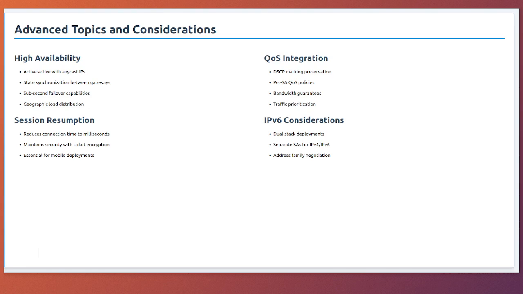IPv6 considerations become increasingly important. IKEv2 handles IPv6 naturally, but dual-stack deployments introduce complexity. Should you tunnel IPv4 over IPv6? IPv6 over IPv4? Both over both? The answer depends on your network architecture. Generally, native transport for each protocol performs best, using separate child SAs for IPv4 and IPv6 traffic.